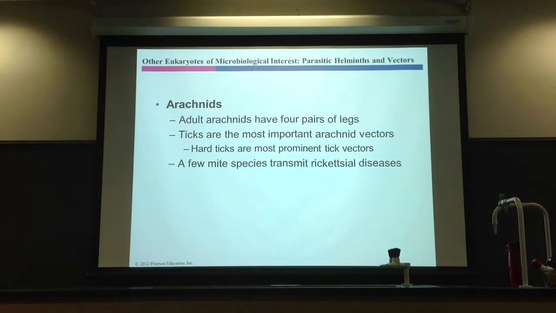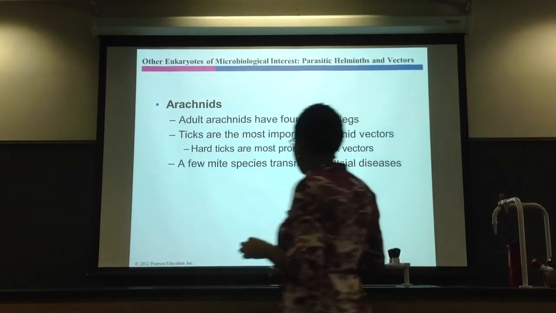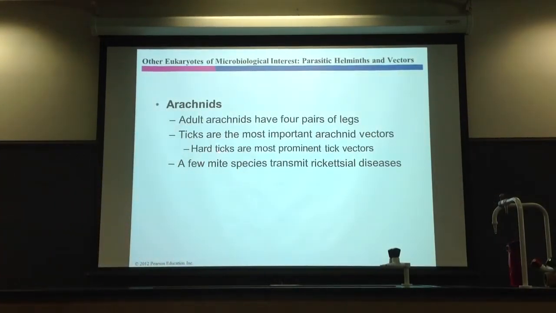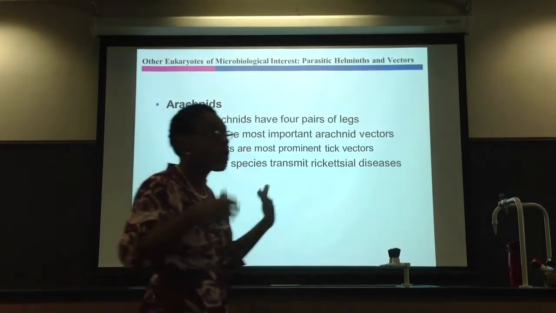We do care about ticks and mites. Now, ticks and mites are arachnids because they have 8 legs. Now, ticks are the most important arachnid vector because they carry most of the diseases if you're talking about arachnids. Now, the hard ticks are the ones we really care about. Hard ticks are called hard because their dorsal side is hard. So that's why they're called hard ticks.